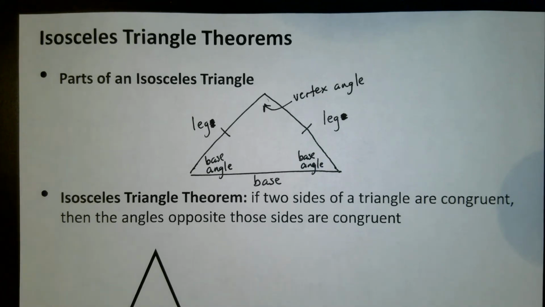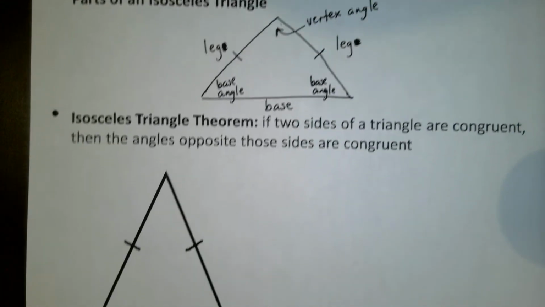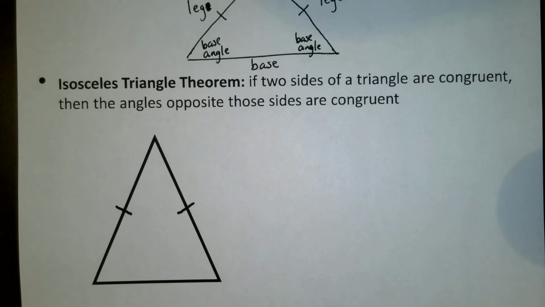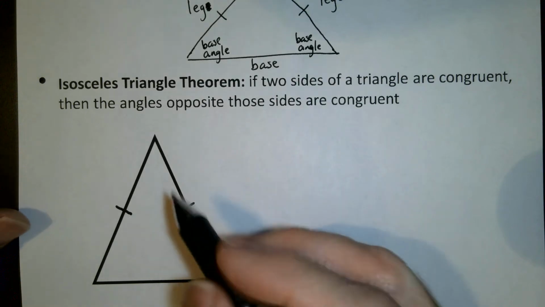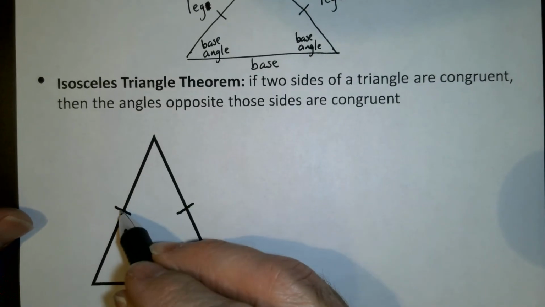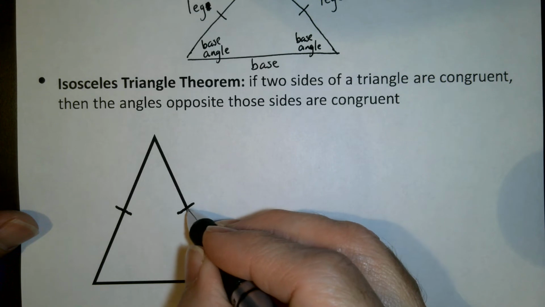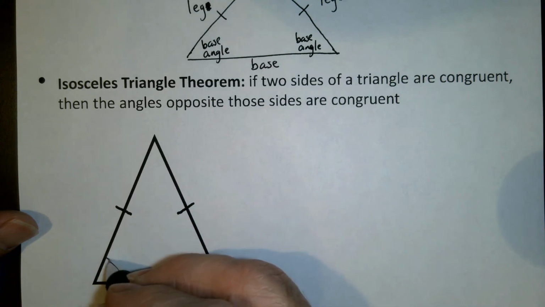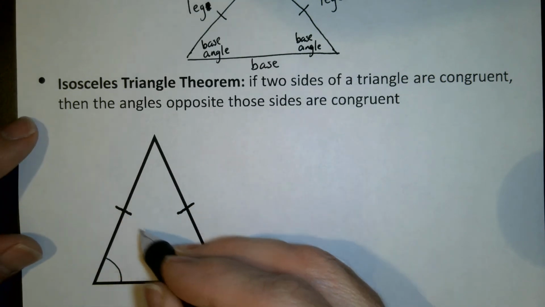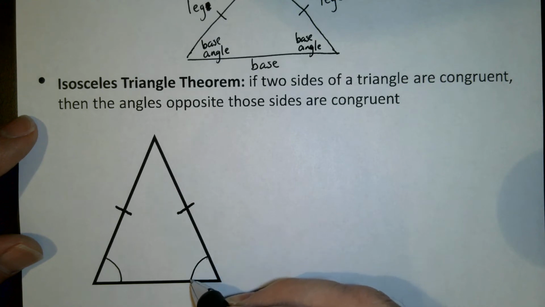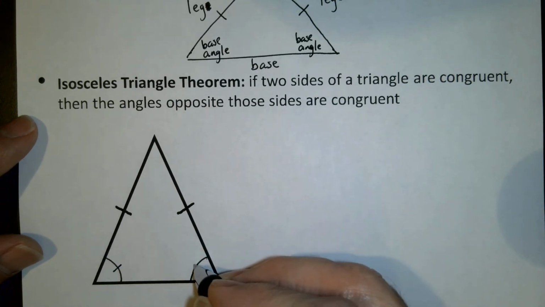Now we have two theorems related to this. We have the Isosceles Triangle Theorem, which says if two sides of a triangle are congruent, then the angles opposite those sides are congruent. In this triangle, I've got these two sides congruent. So across from that is this angle, and across from that is this angle. These two angles must be congruent.